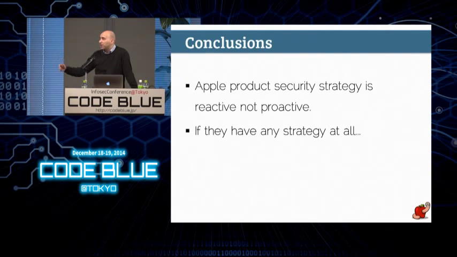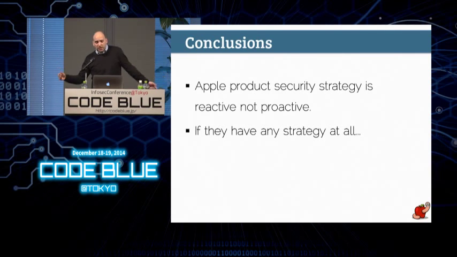You can see this with iOS jailbreaks. The same vulnerabilities that were used in iOS 7 jailbreaks were still working on iOS 8 jailbreaks with small modifications. So I don't understand this. Why not fix bugs right away? And my question is whether they have any strategy at all.